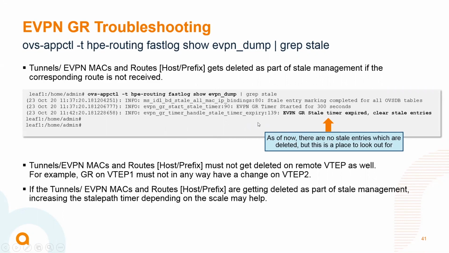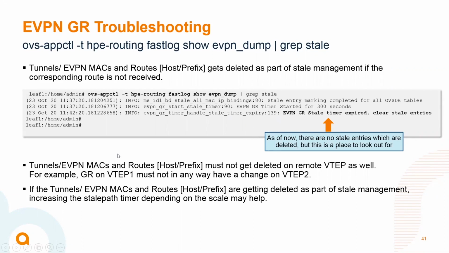In case you see that, depending on the scale, let's say the route updates are received a little later than the stale management timer, one of the possibilities is that we can check by increasing the stale path timer depending on the scale and check if it resolves the issue. So this is a place to look out for.